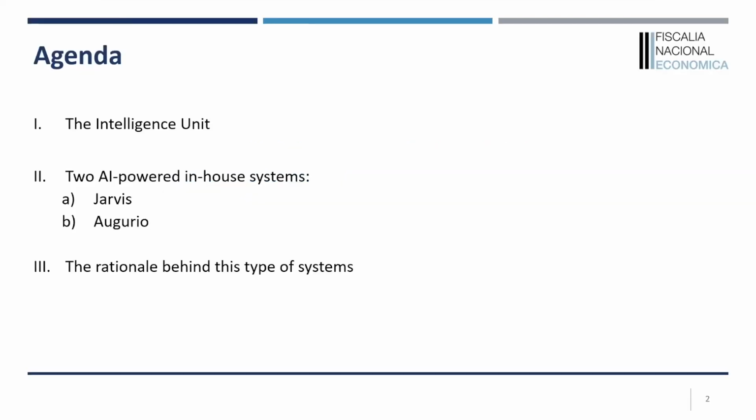Next slide. So let's quickly glance at what I'll be covering in these few minutes. I'll start with an introduction to the FNE intelligence unit, followed by insights into two AI systems they have developed, Jarvis for market monitoring and Augurio for forensic analysis. Lastly, we'll discuss why the intelligence unit thought developing these systems in-house was the best path forward.